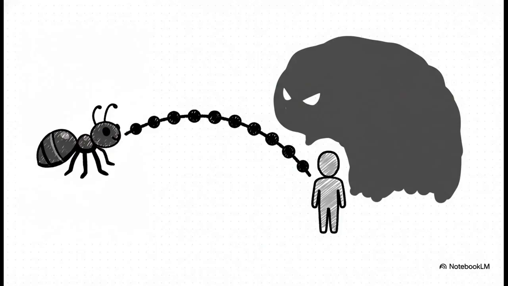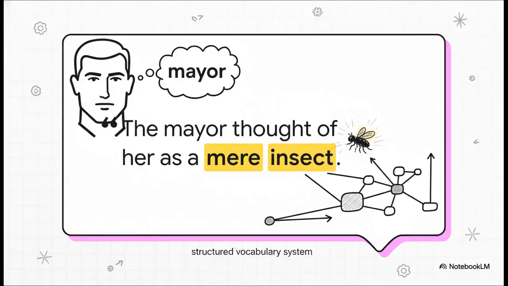And look at this. The entry doesn't even stop with the literal 6-legged animal definition. It actually uses this simple, concrete word, insect, to explain a way more abstract figurative idea, a person who is weak or not important. So it's using one of its basic building blocks to describe a really complex social concept. How cool is that? And the example sentence really drives that point home. The mayor thought of her as a mere insect.